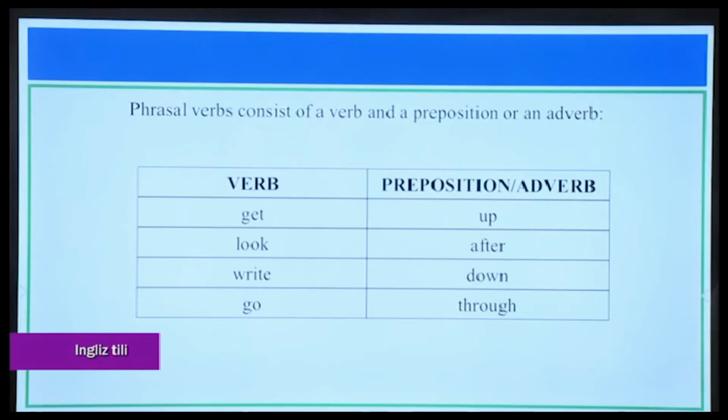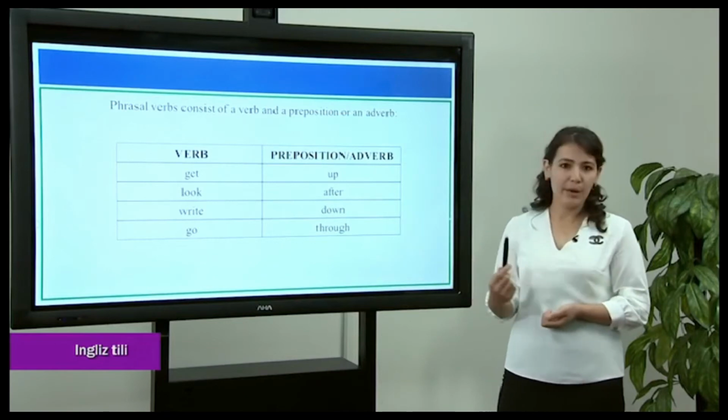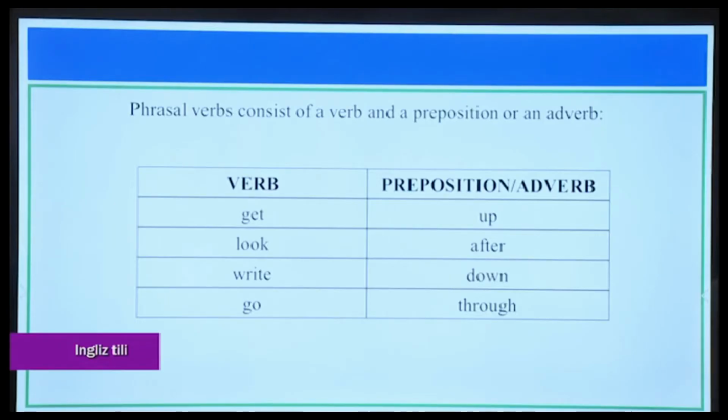As we have mentioned, phrasal verbs consist of a verb and a preposition or an adverb. Phrasal verbs have two parts, the verb part and the preposition or adverb part. We shouldn't forget to explain that the verb get has its own meaning, and the word up also has its own meaning. But when they are used together as a phrasal verb, they will have another different meaning, not similar to the meanings of the verb or the preposition and adverb.